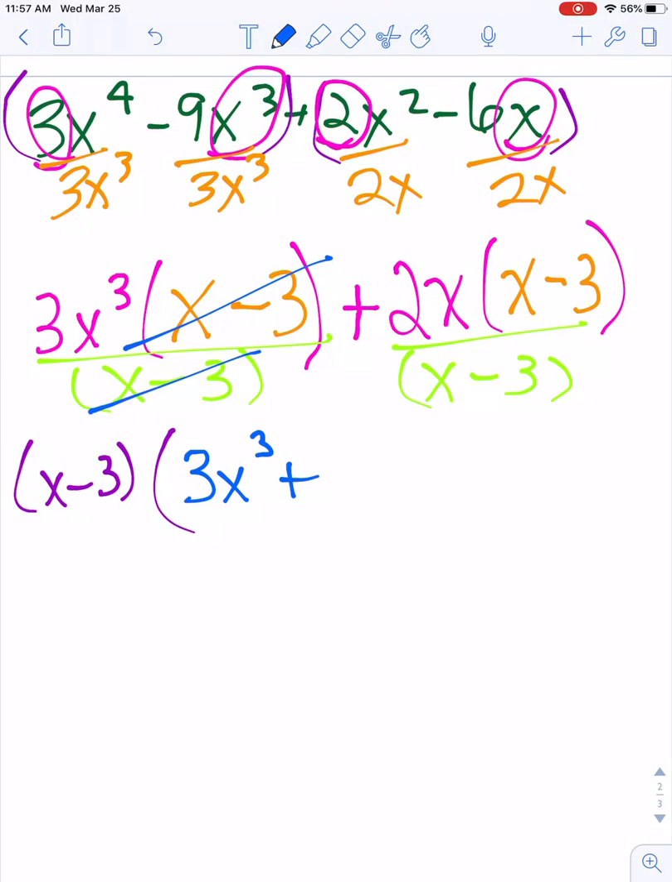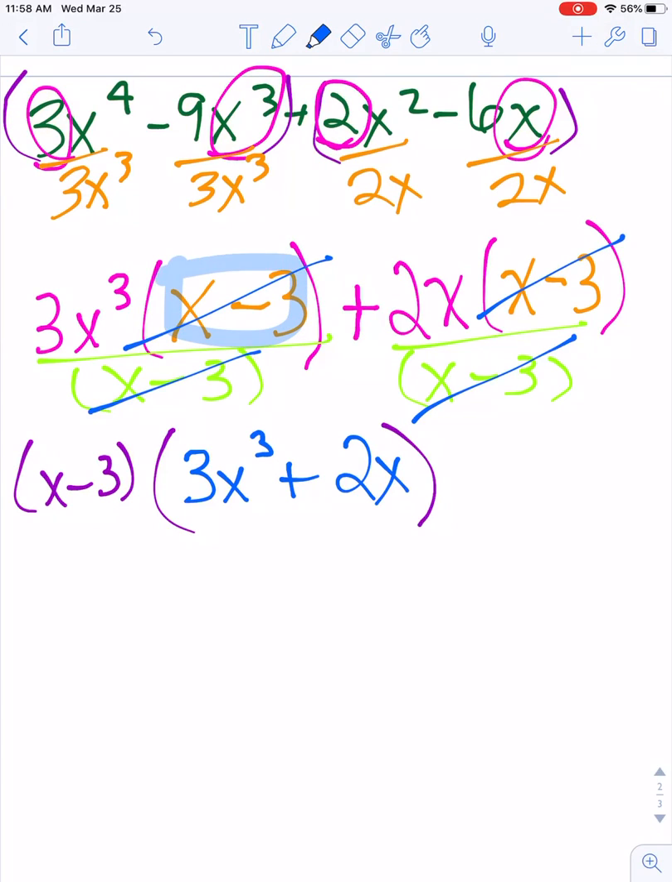Then I have plus 2x times x minus 3 divided by x minus 3. x minus 3 on top cancels the x minus 3 on bottom, so I'm left with just 2x. So then we have x minus 3 times 3x cubed plus 2x. Remember, in the green, the division by x minus 3 was just me helping you visualize this factoring piece. You don't have to do that in your own notes and your own problems if that's too confusing. But I wanted to at least show you that that's how you pull out that x minus 3.